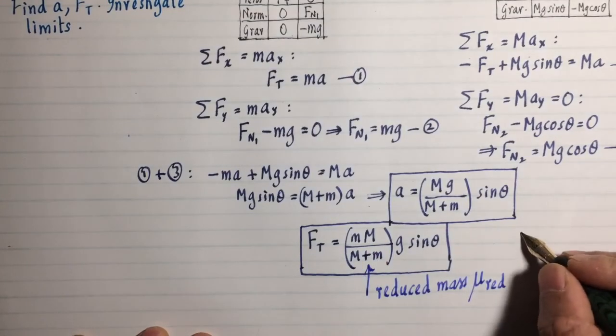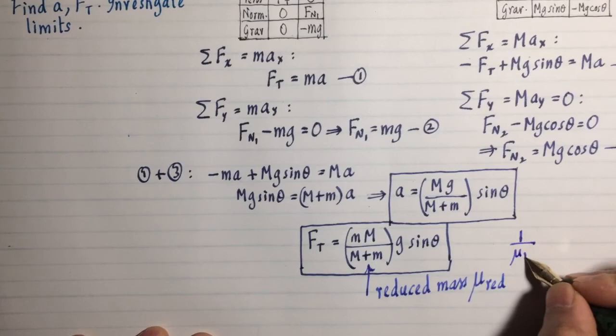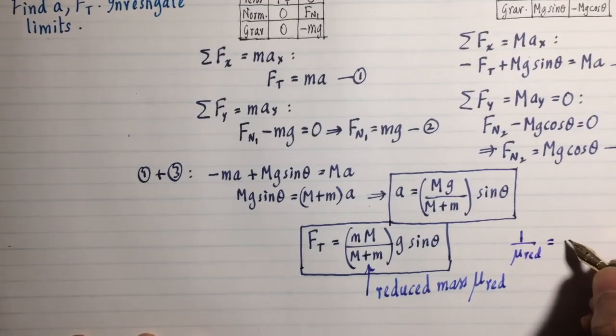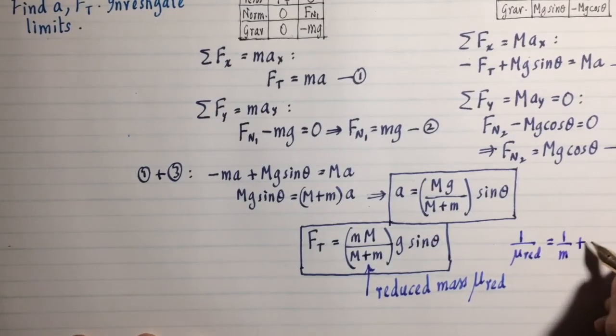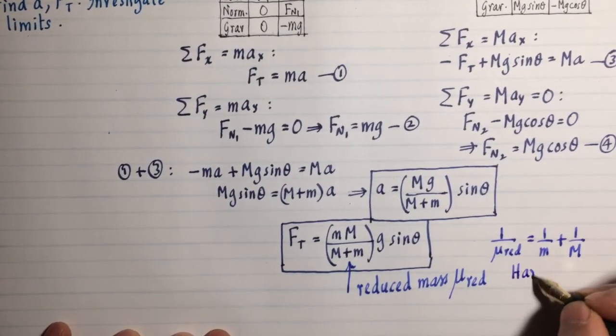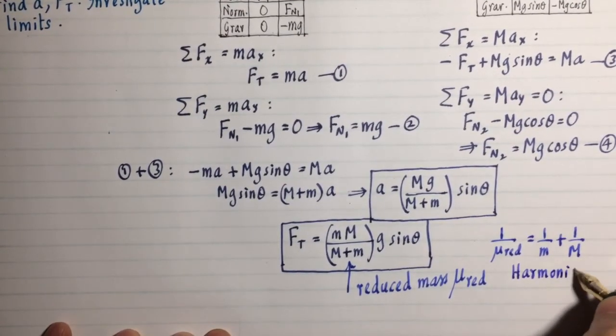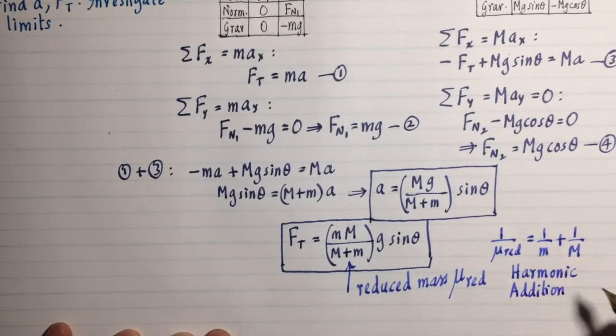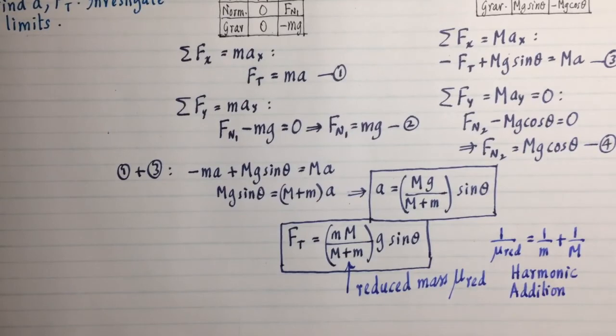And it follows this really interesting rule. 1 over mu red is equal to 1 over M plus 1 over m. So this type of addition is sometimes called harmonic addition. Those who have studied a little bit of electrical theory will realize that this is how resistors in parallel add, or capacitors in series also add like this. A lot of things in nature add like this.